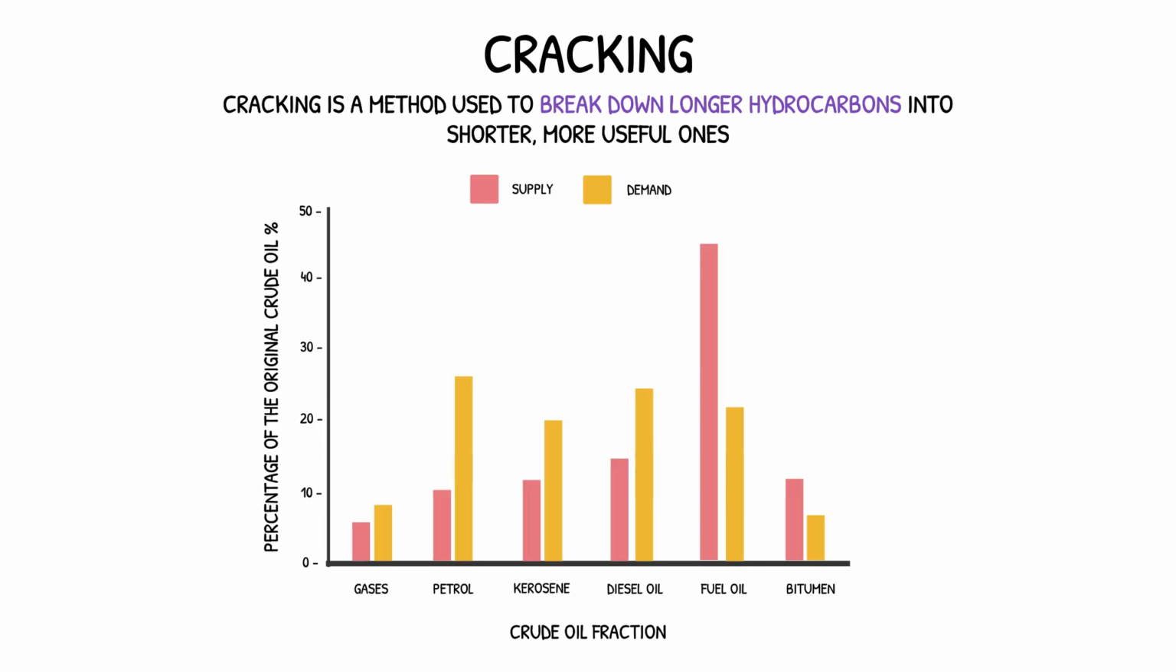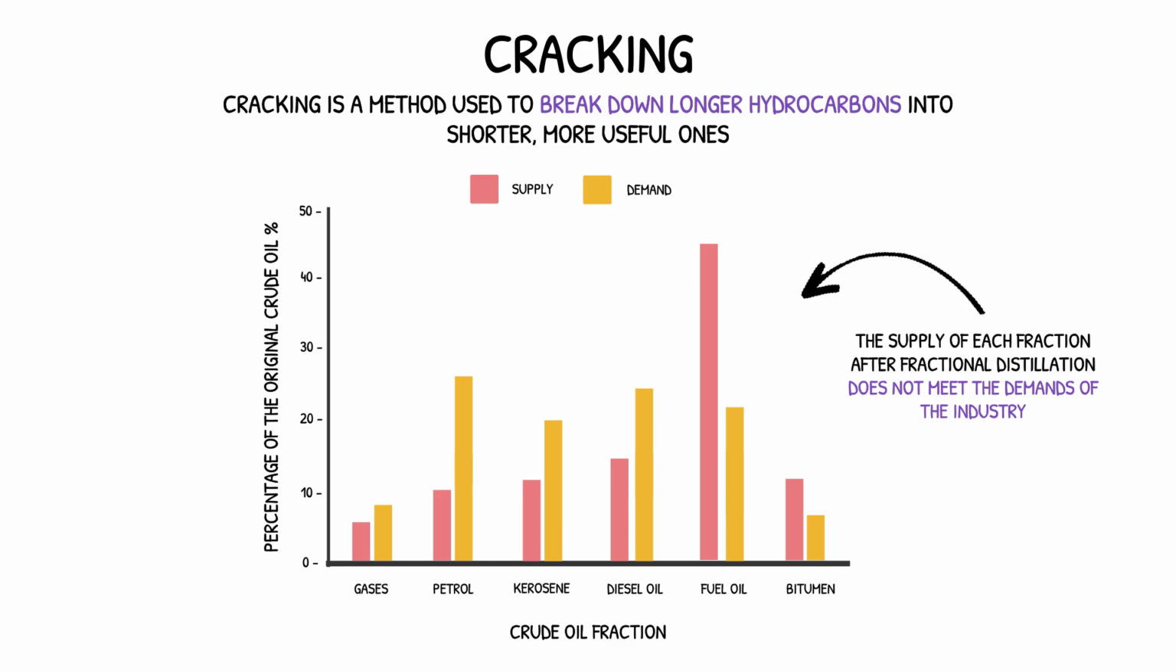The fractional distillation of crude oil often produces more longer hydrocarbons than is needed. In simpler terms, the supply of the fractions after the fractional distillation of crude oil does not meet the demands in the industry. Cracking hydrocarbons is necessary because it allows the demand for particular fractions to be met.